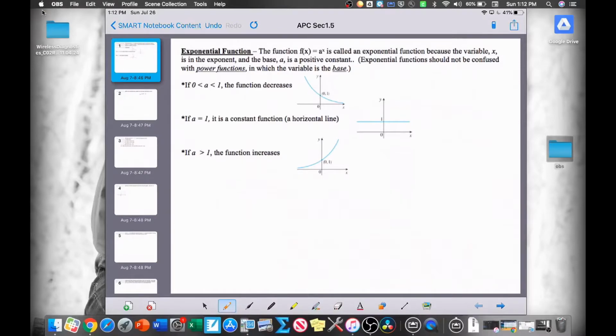Hello math friends, this is AP Calculus section 1.5. Today we're going to be talking about exponential functions.